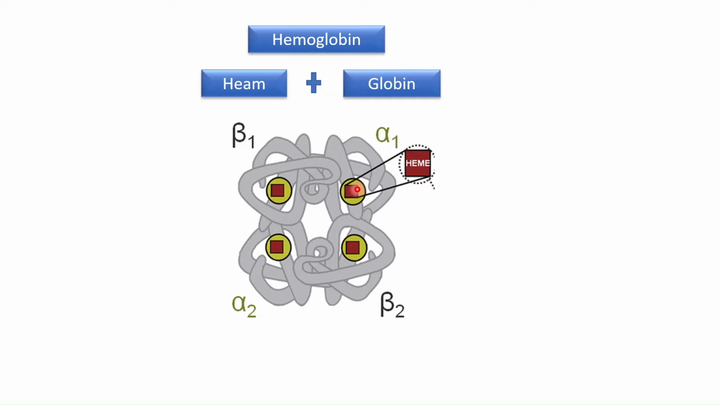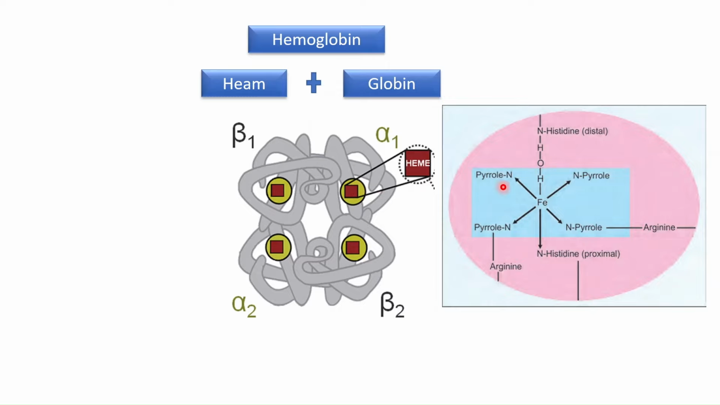Now if you look at the structure of heme itself, heme is made up of 4 pyrrole rings, and these pyrrole rings have a ferrous ion at the center. So the ion binds to these 4 pyrrole rings, and the heme group also binds to the globin chain with the help of histidine amino acid. So we have a proximal histidine and a distal histidine, by which this blue color heme group is binding with the globin chain.